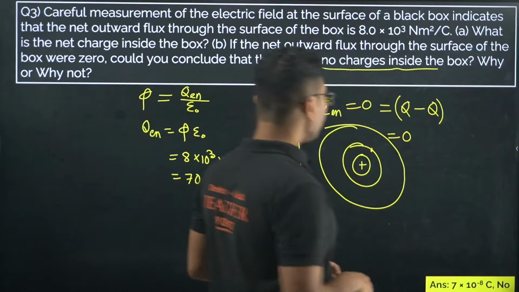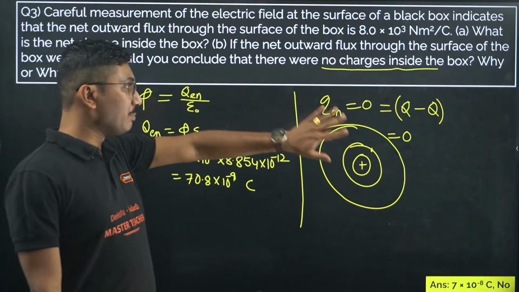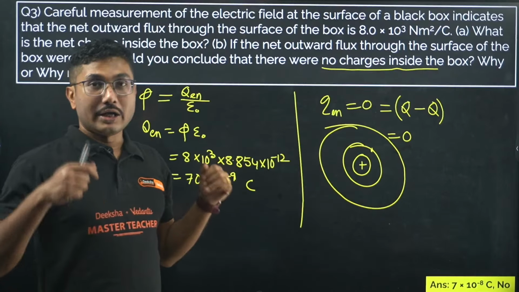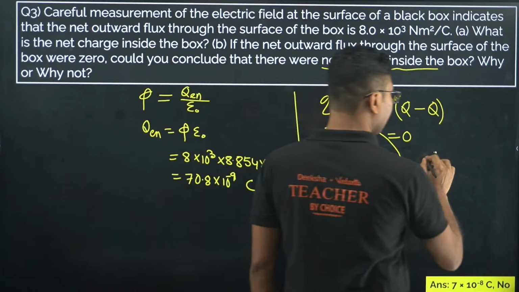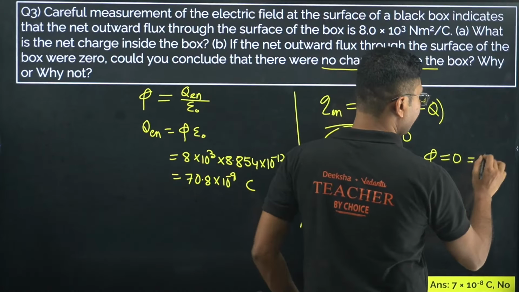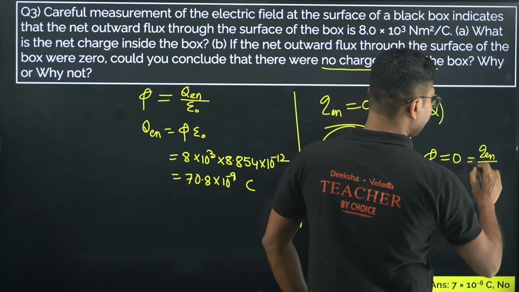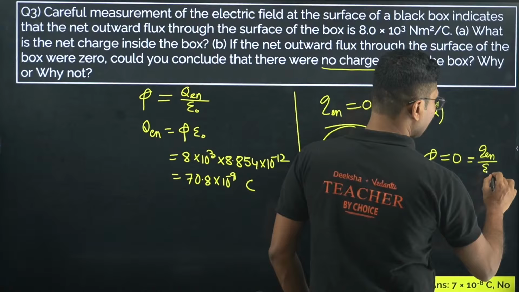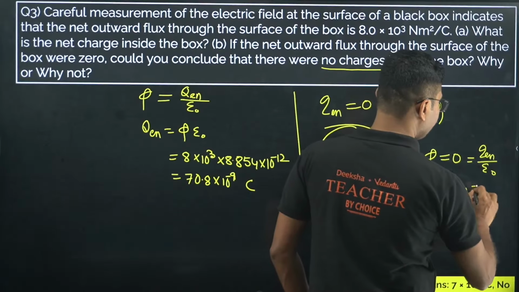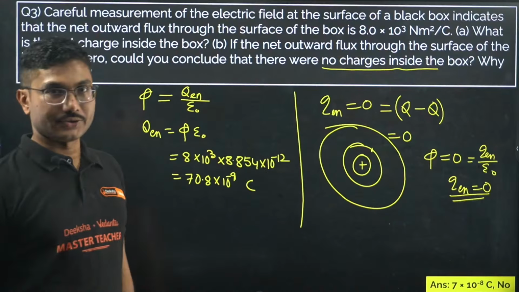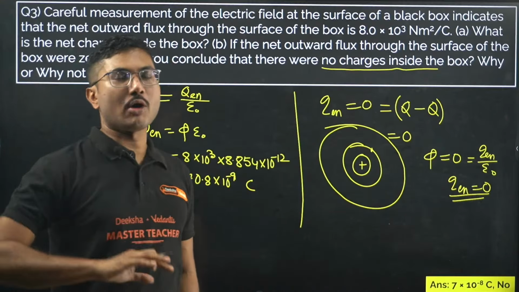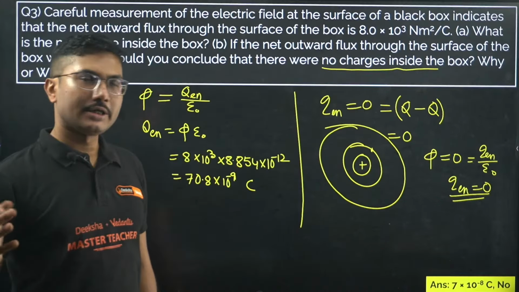Part B, okay. So, part B is very simple. Just understand that net charge or total charge is 0. If electric flux is 0, that means total charge enclosed is 0. Total charge enclosed is 0, but that does not guarantee that it does not have any charges. It can have equal amounts of positive and negative charges.